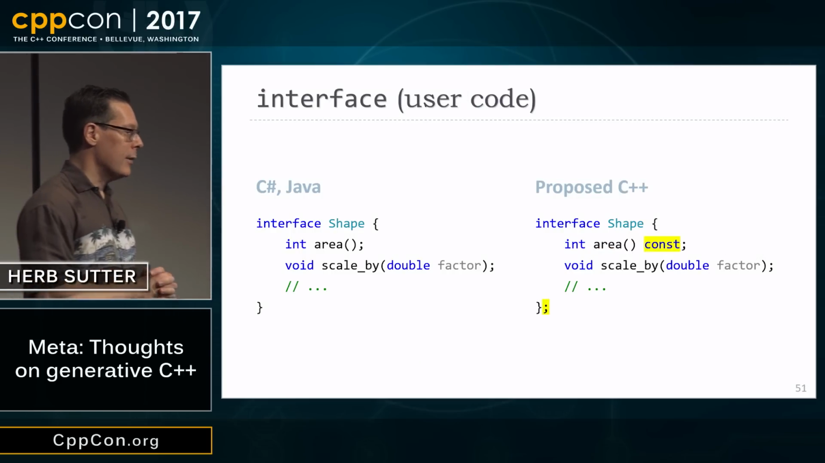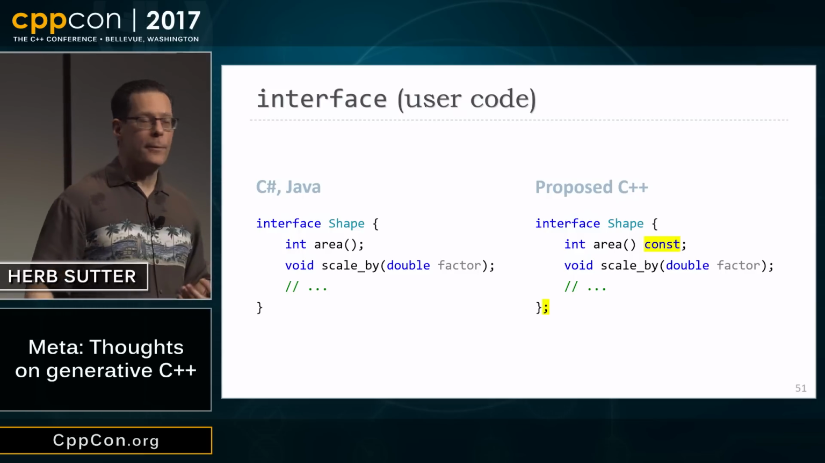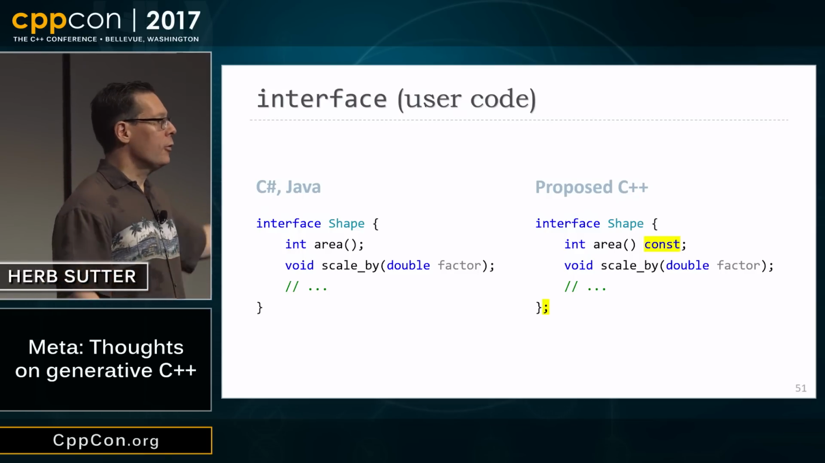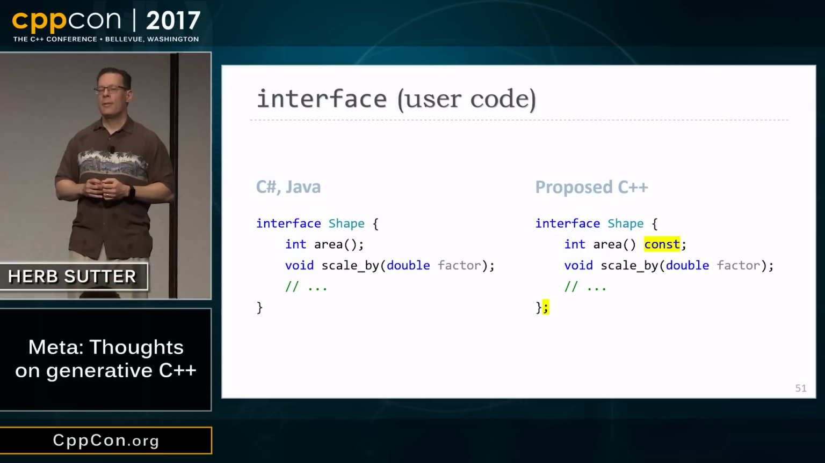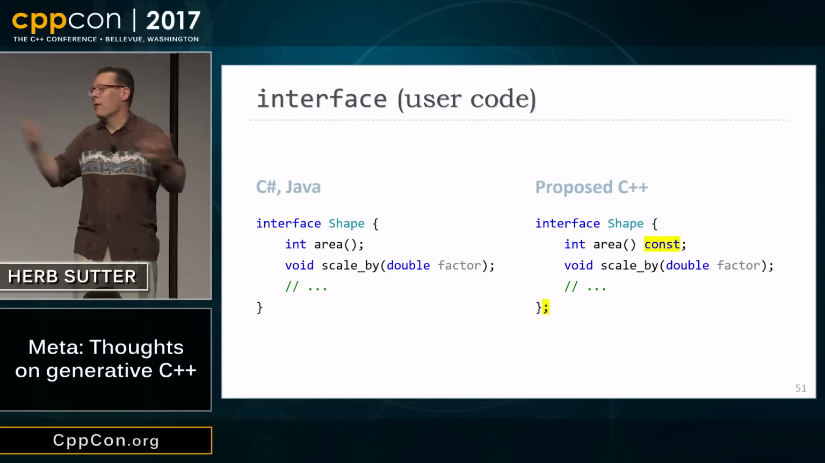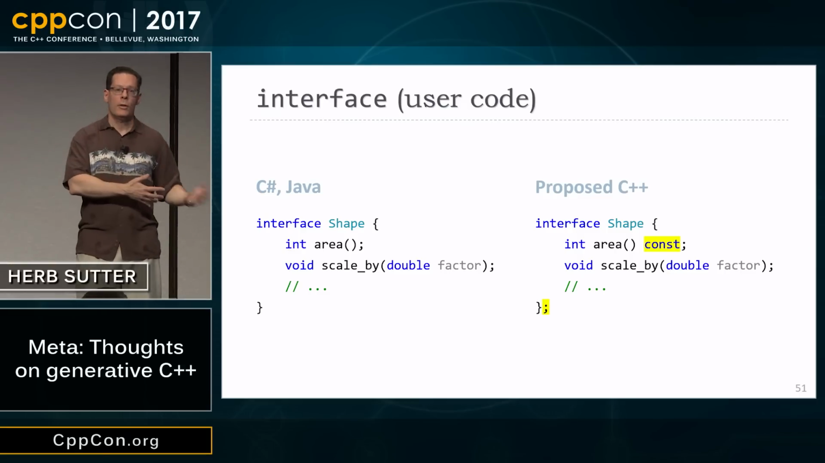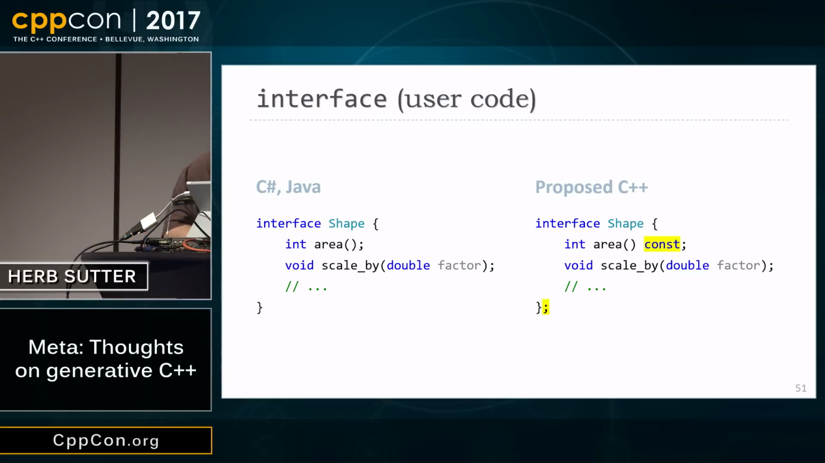But what about the use case? In C# and Java, I can write interface shape, int area, void scale by double factor. The proposal, as I'm showing it here, has exactly all of that, except this is C++, so you have to write a semicolon at the end of the class. It's okay, we can get over the semicolon. Oh, and by the way, you can write things like const, which you can't write, or at least not with the same meaning, in other languages. So you get to use whatever C++'s rich language features are already.